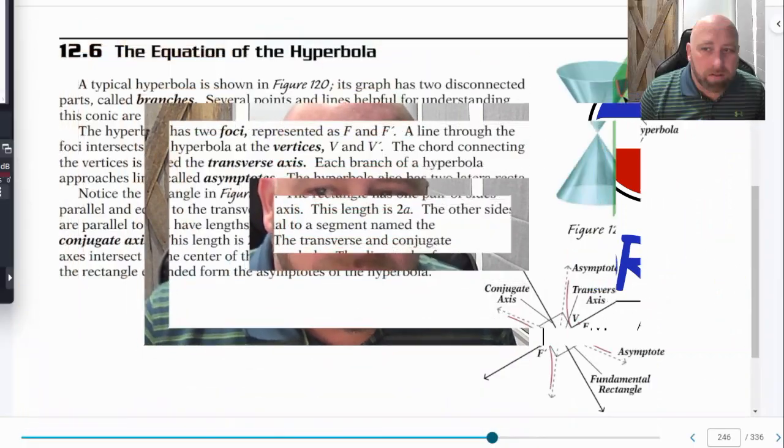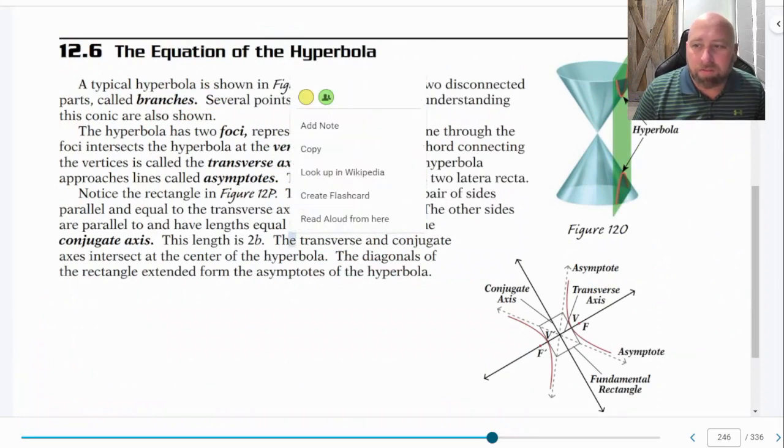In today's lesson, we'll be jumping into chapter 12.6, the equation of the hyperbola. That is on page number 246 in your book, page 246. Let's go ahead and just jump right into it. Let's not waste any time here. We've got lots of stuff to do.